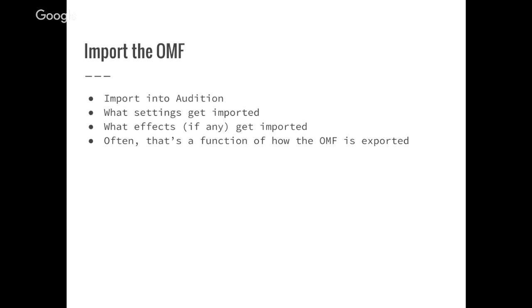So in that case, what we'll do, and I'll demo this, but I'm just running through what we're going to talk about here, is you'll take the OMFs, export them from Premiere, and import them into Audition. We'll talk a little bit about what settings get imported from Premiere into Audition and what effects, if any, get imported. And usually that's a function of how it gets saved more than how you import it.